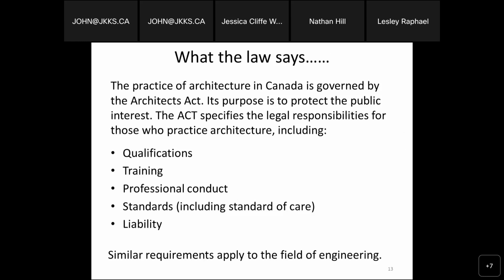When we look at the Engineers Act, basically is very, very similar. So similar requirements apply to the field of engineering. So we can see in this detailed outline version, and likewise for the engineering associations, professionals are responsible for maintaining and upholding their specific requirements. Both architects and engineers are licensed and regulated by their respective provincial associations. And to practice, the person must be a member in good standing. Certainly, that is also important.